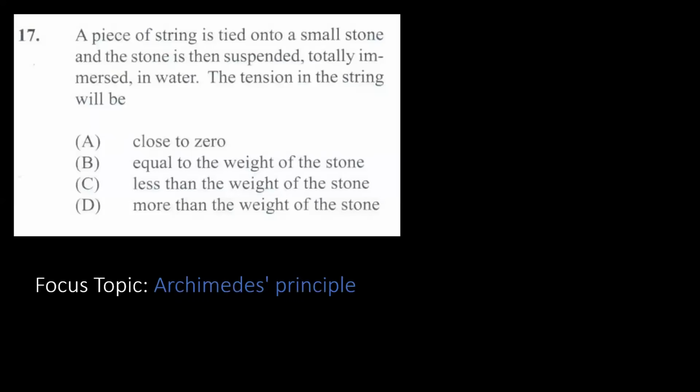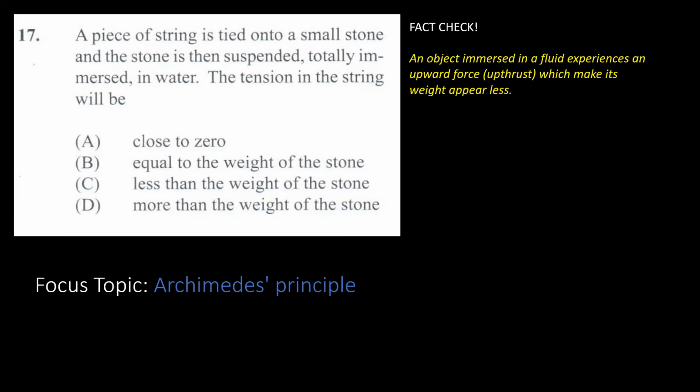Number 17, a piece of string is tied onto a small stone, and the stone is then suspended, totally immersed in water. The tension in the string will be, so once an object is immersed in a fluid, it will experience an upward force, which we call the upthrust, and this upward force will make the object appear to weigh less. So therefore, the tension in the string should be less than the weight of the stone itself. And so our answer is C.